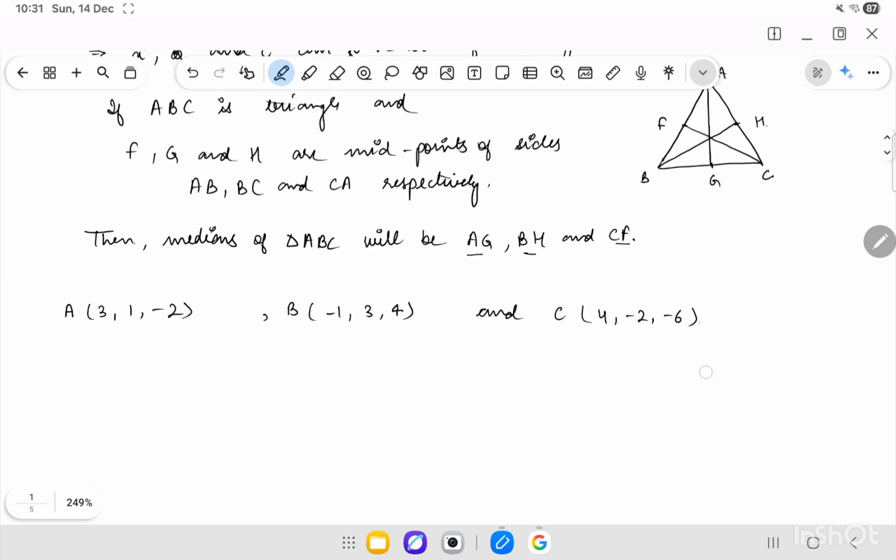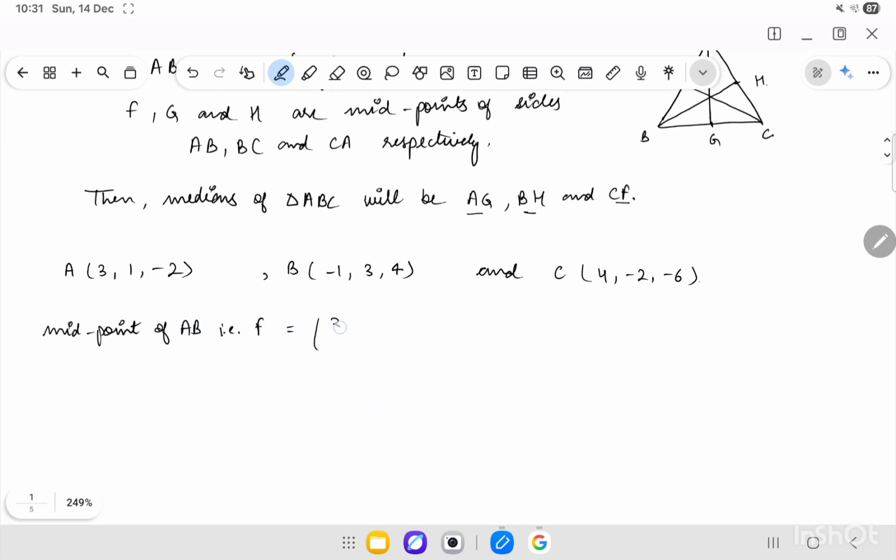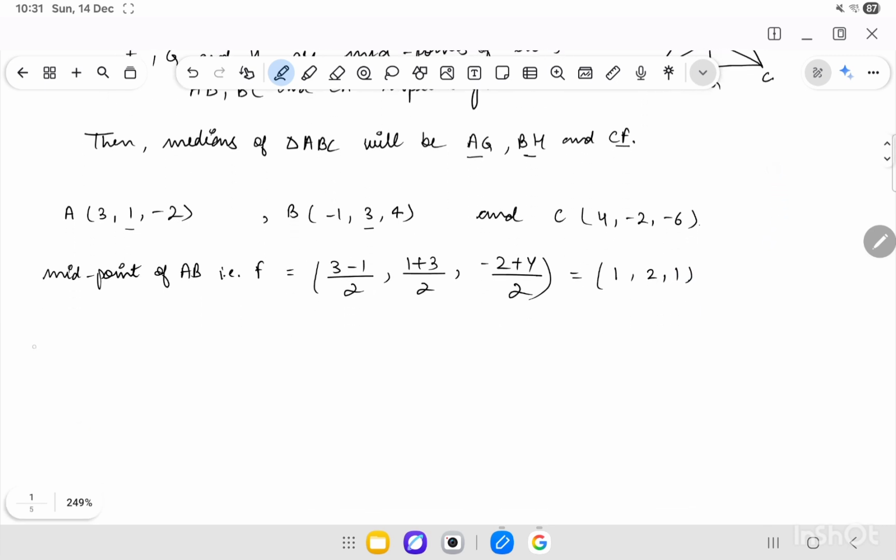So first let us find out the midpoints. Midpoint of AB, that is F, will be equal to 3 minus 1 divided by 2, 1 plus 3 divided by 2, and minus 2 plus 4 divided by 2, which is equal to 1 comma 2 comma 1. So our point F is 1 comma 2 comma 1.